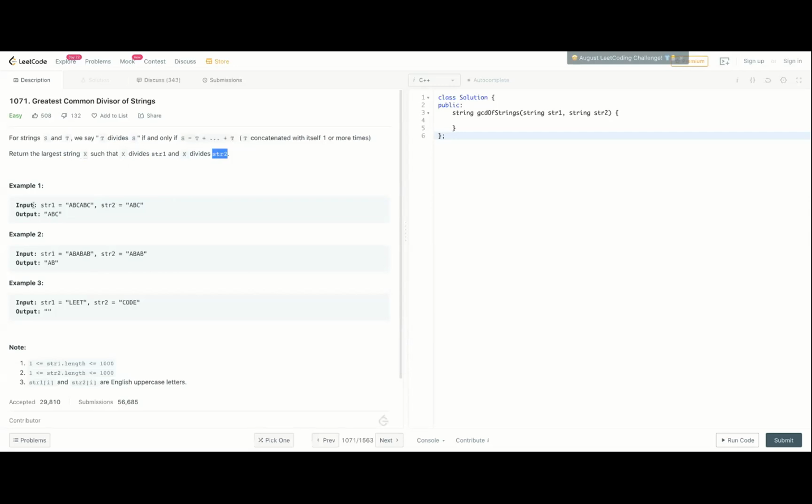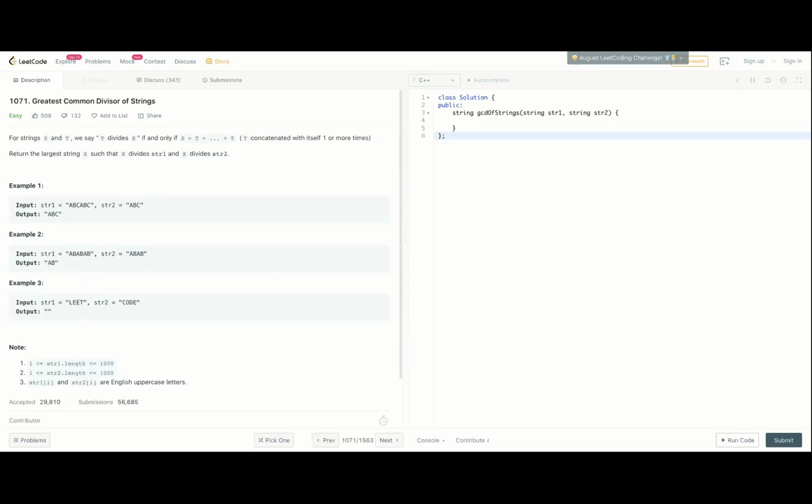So in this case, let's say there are two strings given to us. This is my first string, this is my second string. So the answer would be ABC, because str2 completely divides str1. Let's take another example. So we have AB, AB, AB, and here we have AB, AB. This AB, AB, AB is divisible, and AB, AB is divisible by AB. So my answer would be AB in this case.